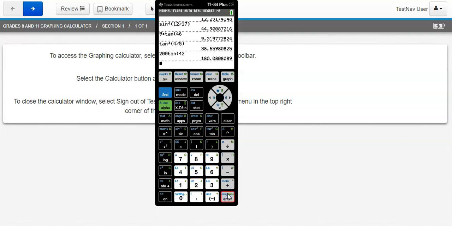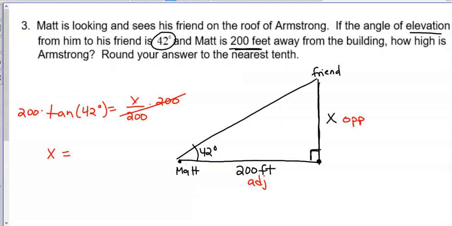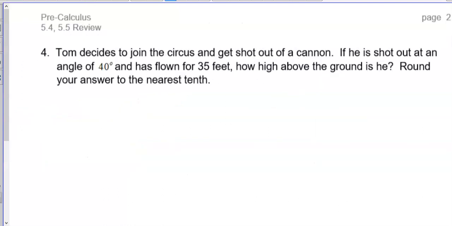And you get about 180.1. And that's going to be in feet. So Armstrong is 180.1 feet. Wow, that's pretty high building. I don't think that's accurate.